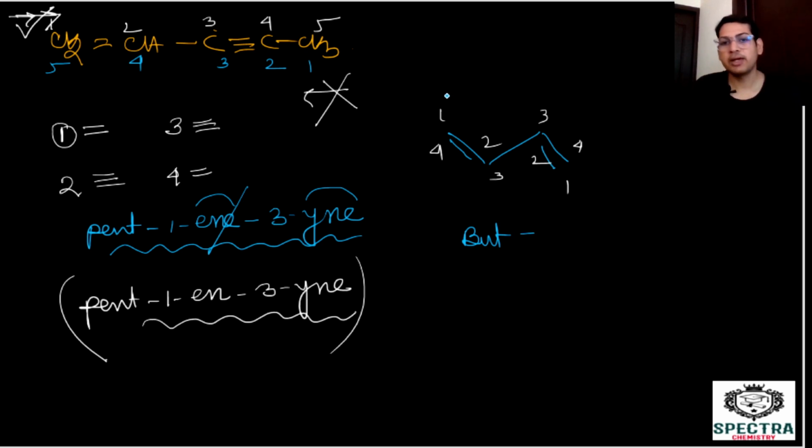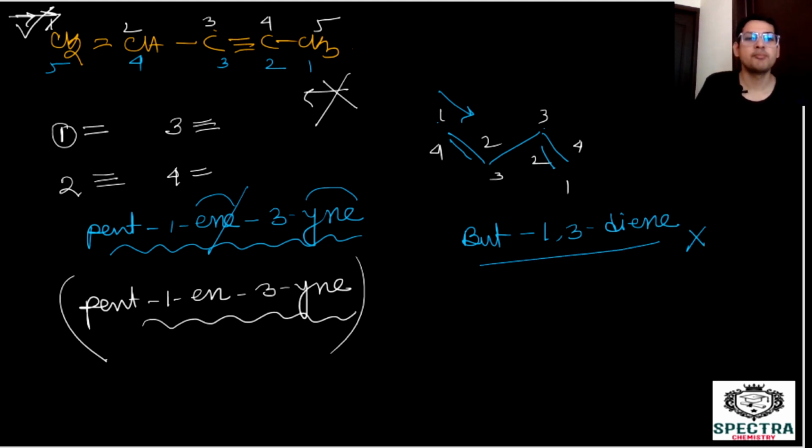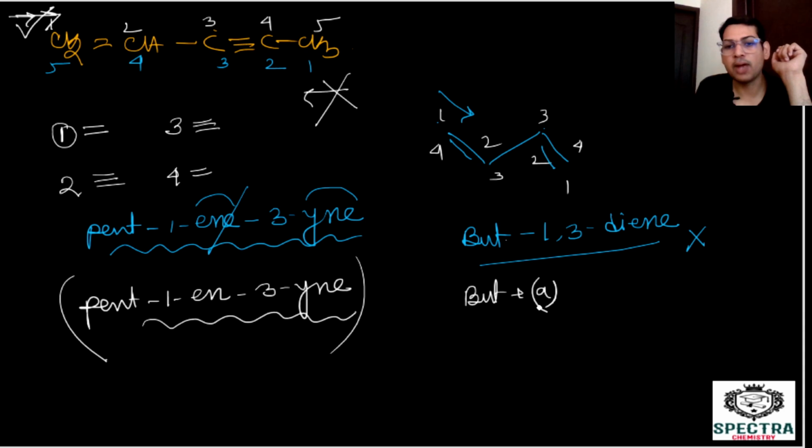Sir, if I go by this way, then I can see at carbon number 1 and at carbon number 3, I am having double bond. So 1,3-diene. So if I write this, I will get the full marks. No, you will not get. Because when you are having, listen carefully, more than one double bond, you have to add an a here. So it will be but plus you have to add an a.